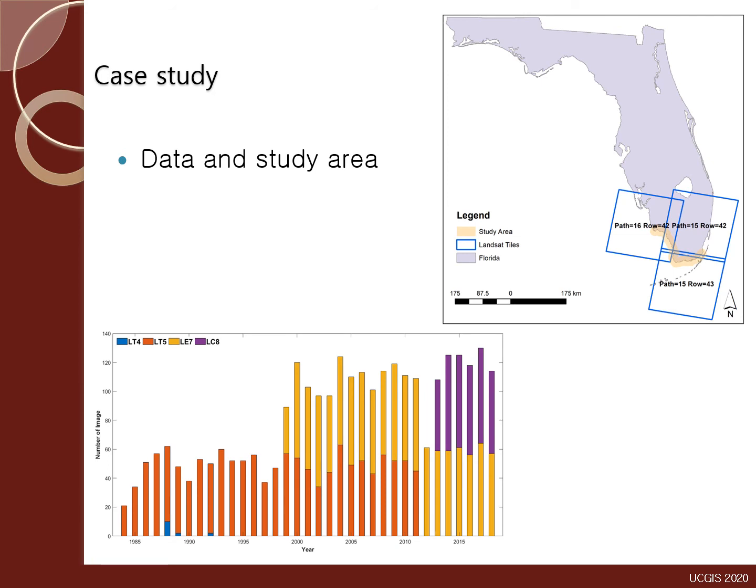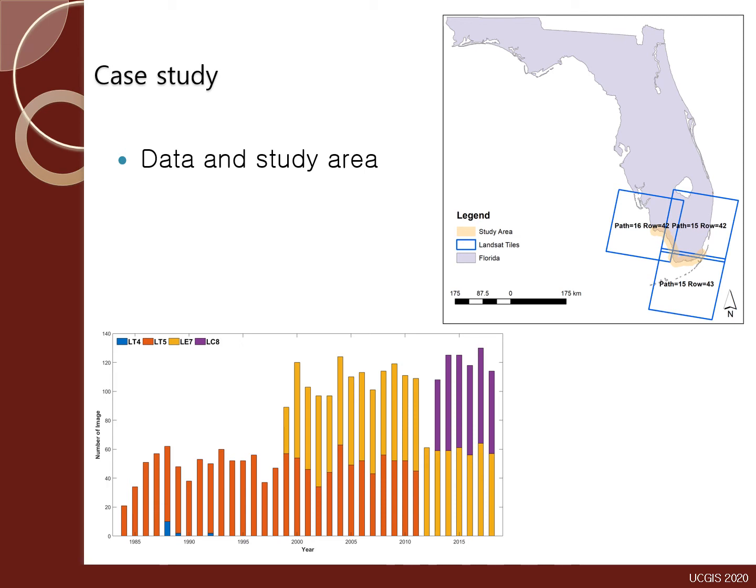To verify the method mentioned above, we have implemented a case study. The Landsat 4, 5, 7, and 8 during 1984 to 2018 are used in this study. The study area includes the southwest corner of Florida Peninsula, which belongs to the counties of Collier, Monroe, and Miami-Dade. This area is located within the coverage of the Landsat tiles of Path 15, row 42, Path 15, row 43, and Path 16, row 42.